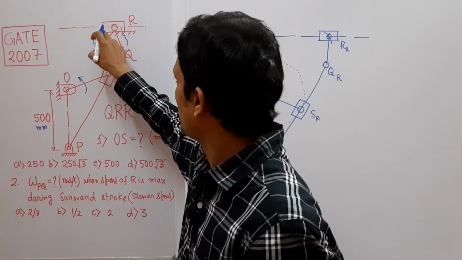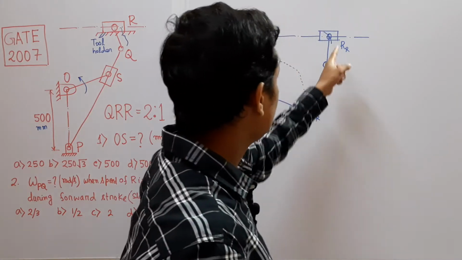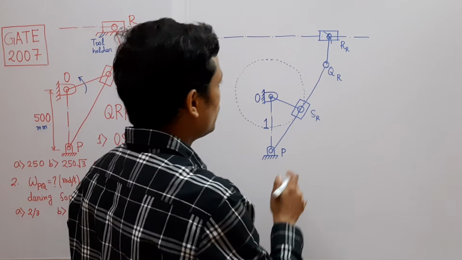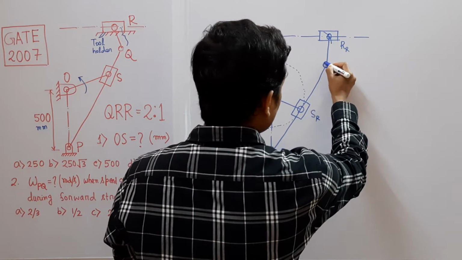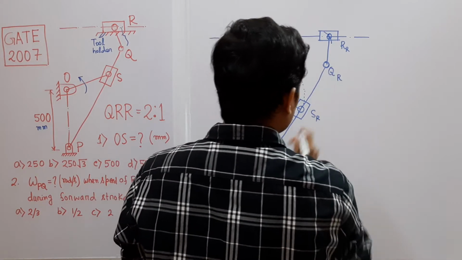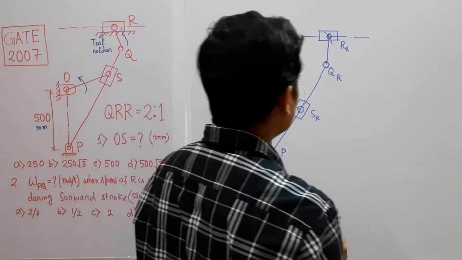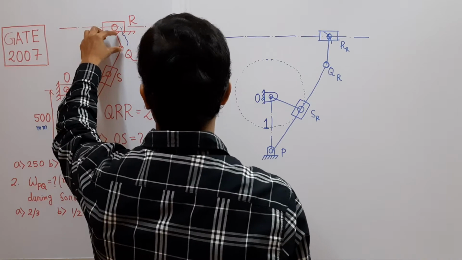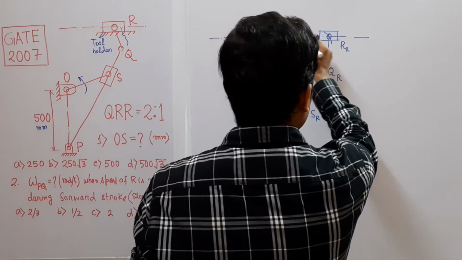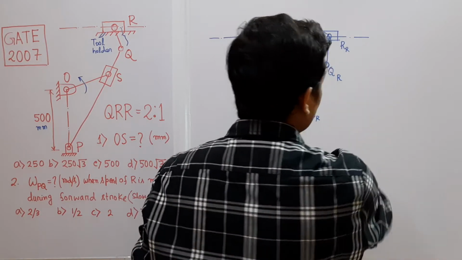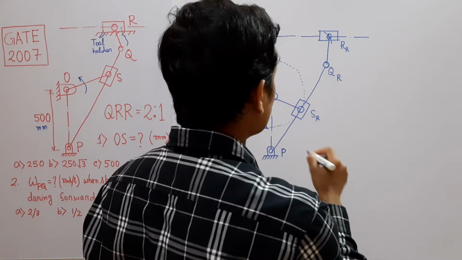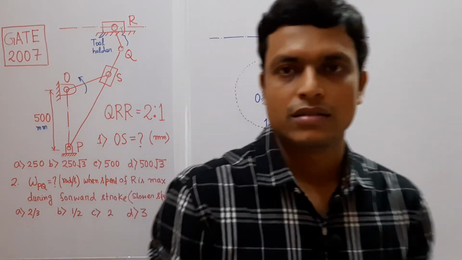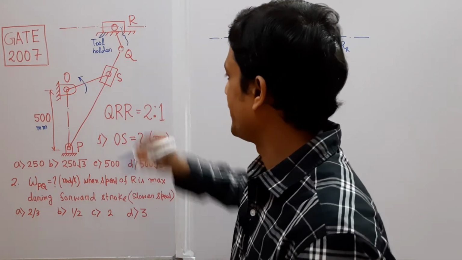This slider is the tool holder. So this represents the extreme right position of the tool holder. What we have done: from point QR, we have drawn an arc with the radius of this link length QR, and that cuts the axis at point RR. So this is the corresponding extreme right position of the tool holder or slider.